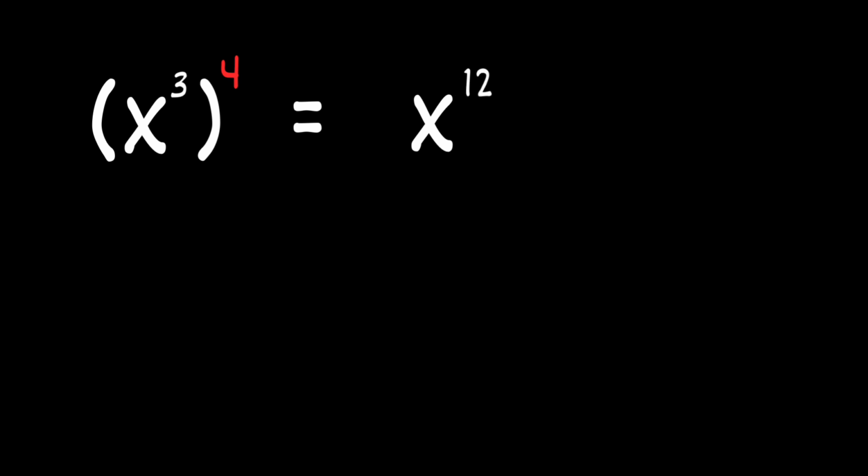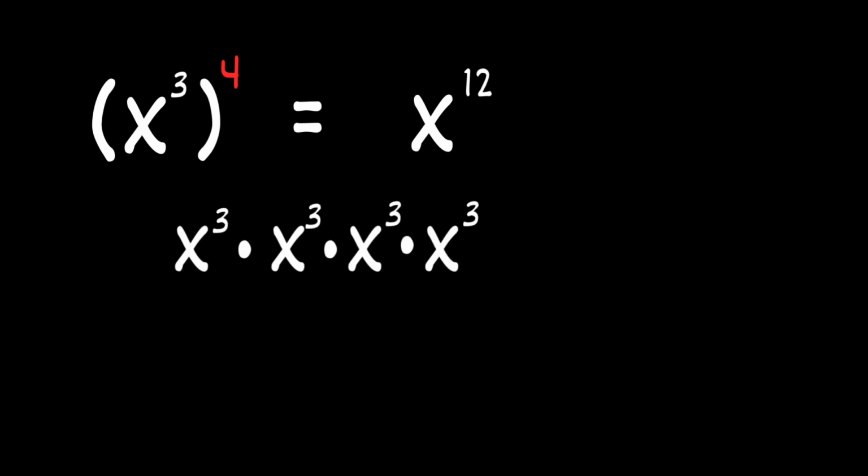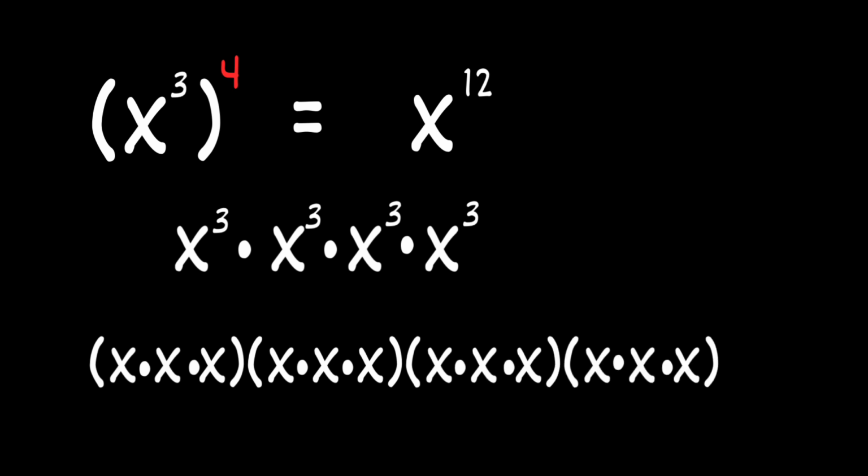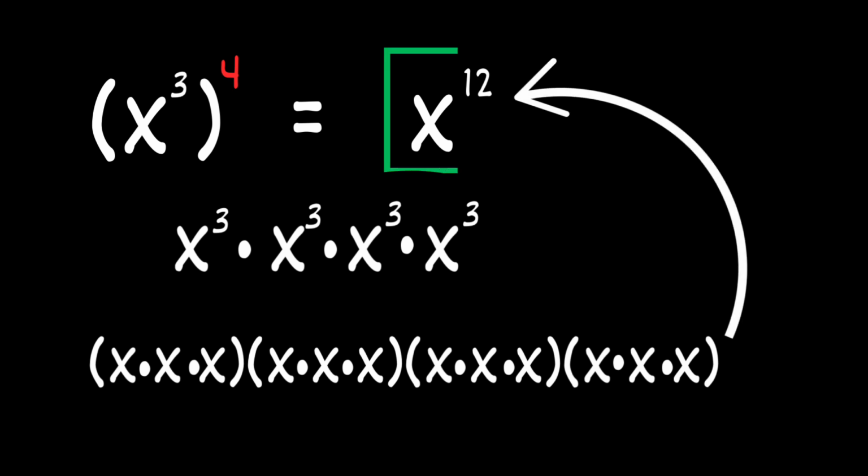So x to the third raised to the fourth power means that you're multiplying 4 x cubed values, and each x cubed is basically 3 x variables multiplied to each other. So if you count all the x variables, we have a total of 12, and so that's why it's equal to x to the 12th.